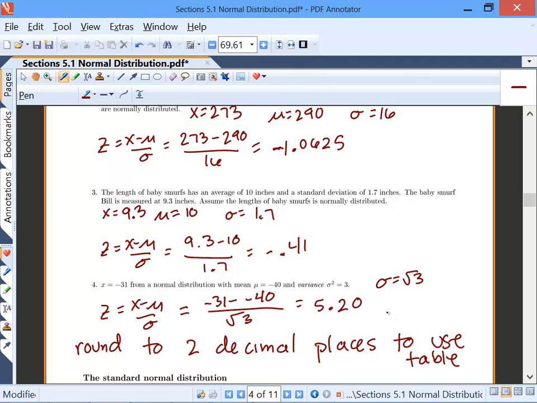Okay, so for number 4, I get 5.2. So this person or thing was 5.2 standard deviations above the mean. Now you'll notice that I tried to round these to 2 decimal places, and the reason why is that makes it easier to use the table that we're going to learn how to use. If you're going to use a calculator or computer, I'd probably still go out to 4 decimal places for more accuracy, but as far as the actual table, you need to be able to use 2 decimal places.